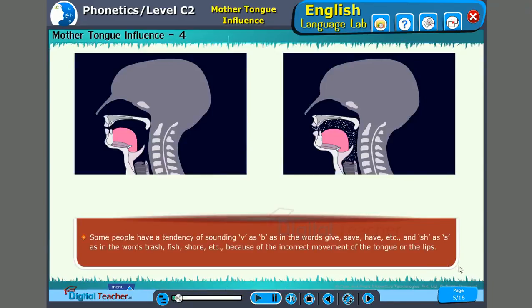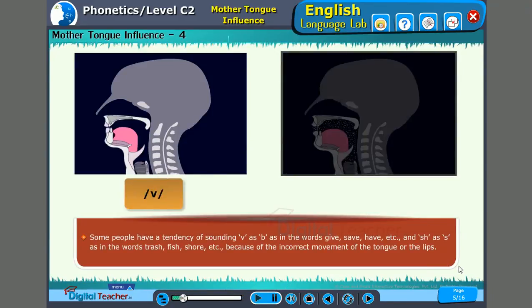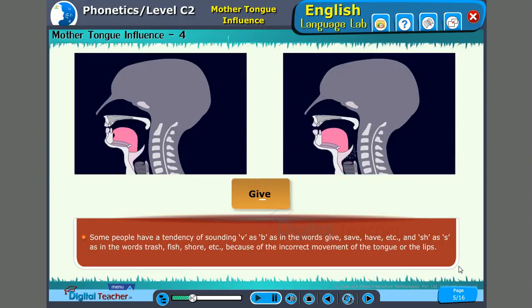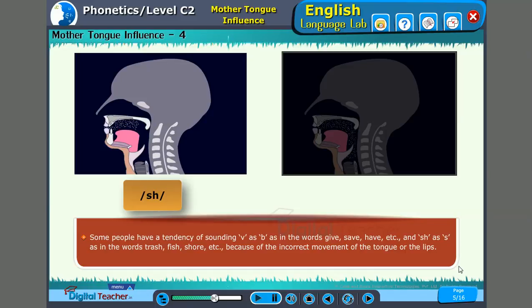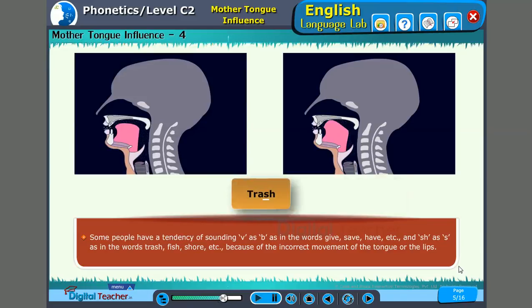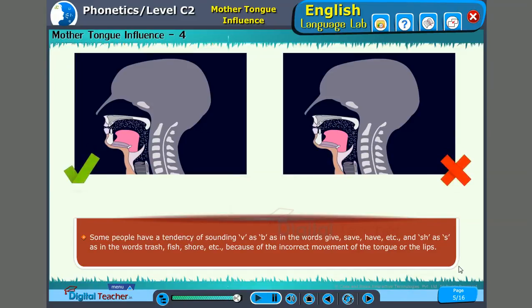Some people have a tendency of sounding V as B, as in the words give, save, have, etc. And sh as s, as in the words trash, fish, and shore, because of incorrect movement of the tongue or the lips.